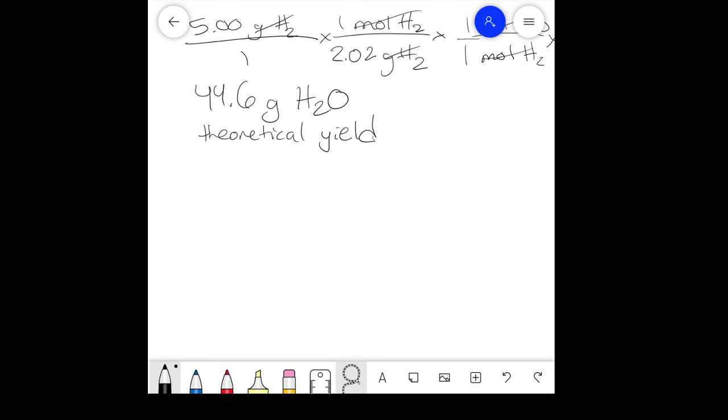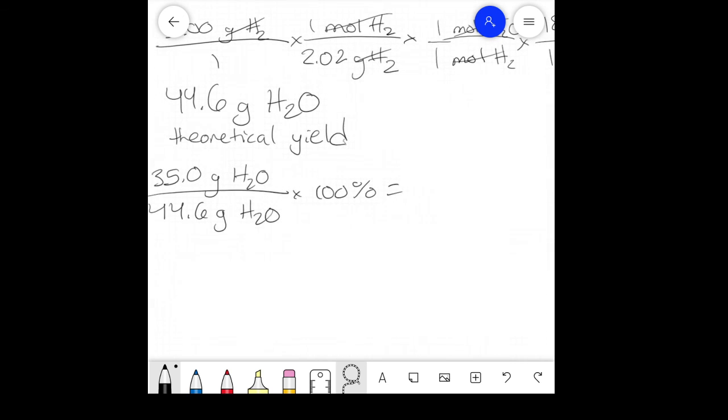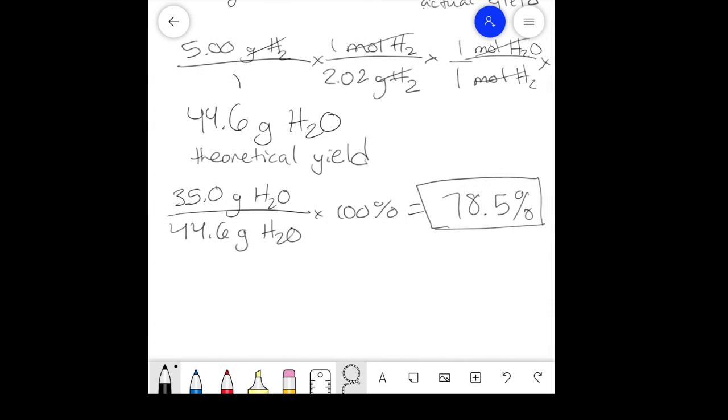Now we've done all the stoichiometry, now's the time to actually find out what our percent yield is. Just following our formula, we put our actual yield over our theoretical yield times 100. Plug that all in the calculator and round to sig figs, you get 78.5%. So when we did this in the lab, we got 78.5% of what we were supposed to produce, is what that means. So that's basically all for percent yield.